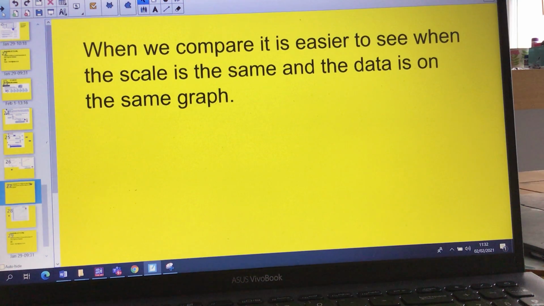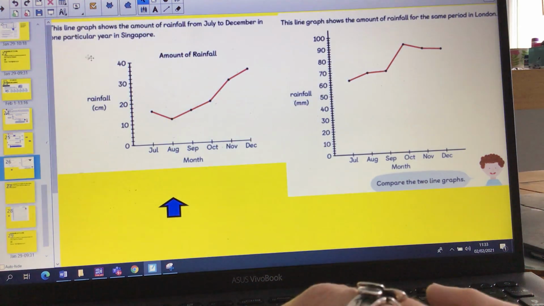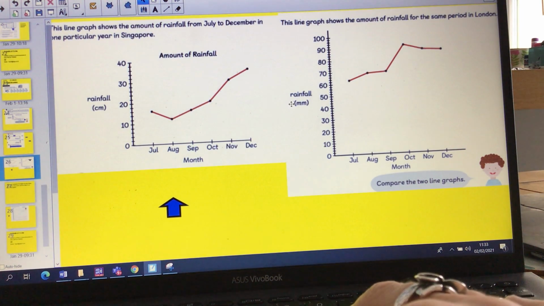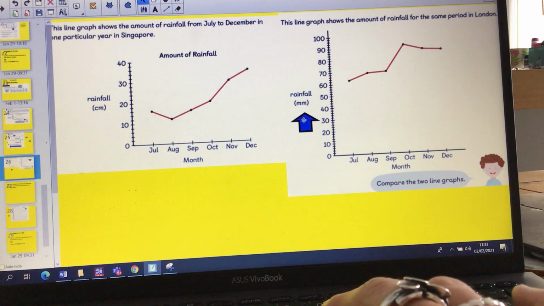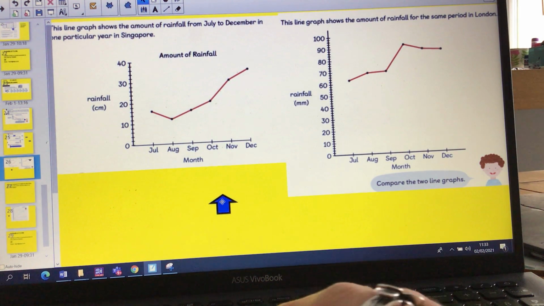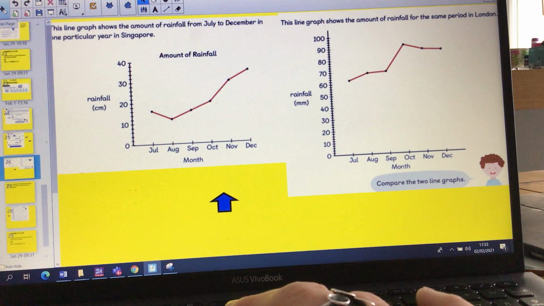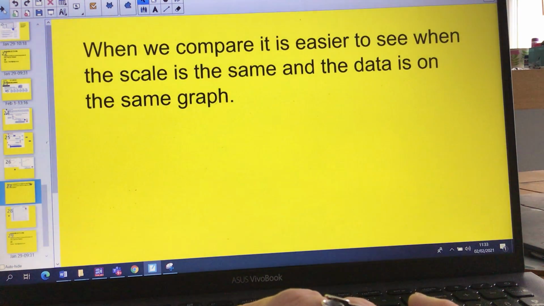When we compare, it is easy to see when the scale is the same and the data is on the same graph. So at the moment, we've got two different scales and we've got 2 different graphs. We need this on the same graph. And this is why line graphs are so good.